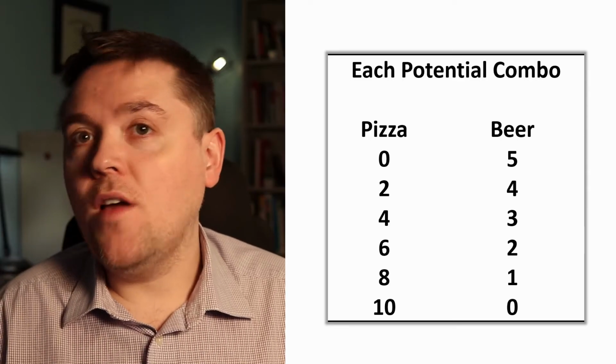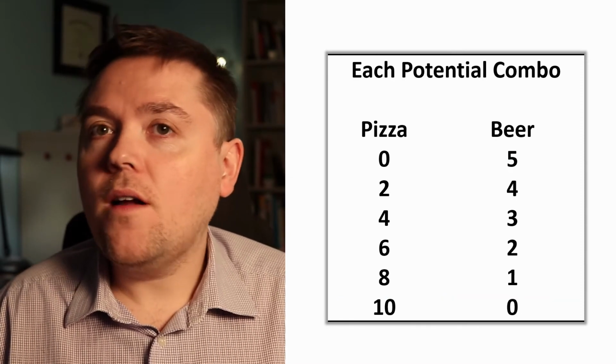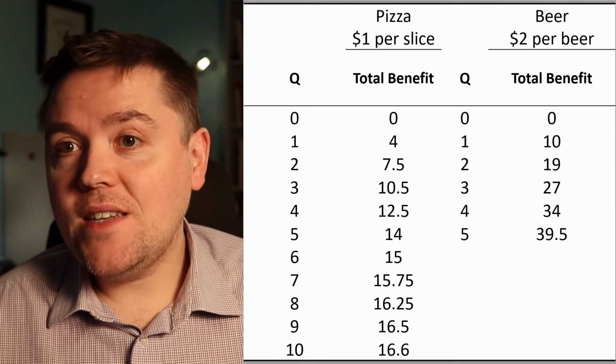So using total value analysis, what we can do is consider all of the potential combinations of beer and pizza that you can afford, and I've got them on screen now. You can have no beer and 10 slices of pizza, or 5 beers and no pizza, and all the different combinations in between. And what you can do is look at the table of information about the total benefit from each of those things, and you can just add them up, right?